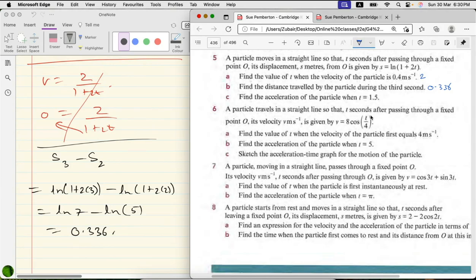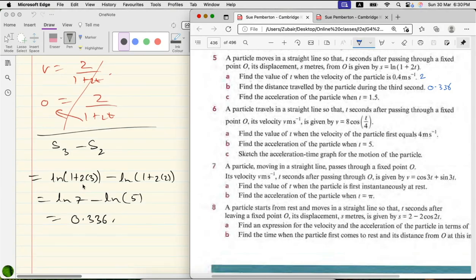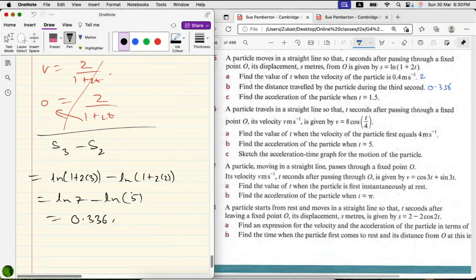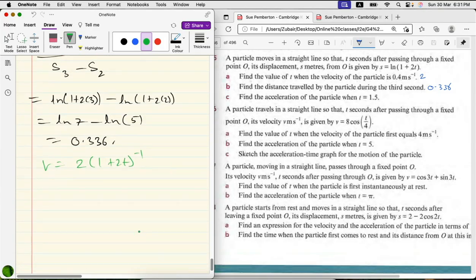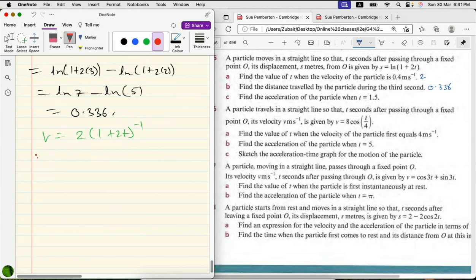Find the acceleration of the particle when time is this. So we already have the equation for velocity. I'm copying that. Velocity is equal to 2(1 plus 2t) raised to the power minus 1. And acceleration is differentiation of velocity: minus 2(1 plus 2t) raised to the power minus 2 into 2. This will be minus 4 over (1 plus 2t) squared.